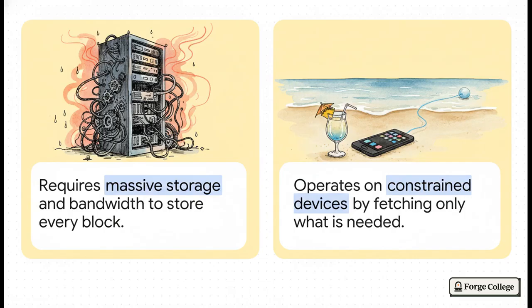Now contrast that with a light client. Think of a breezy, nimble mobile phone sitting on a beach sipping a piña colada. It operates on highly constrained devices with limited bandwidth and storage. It has absolutely zero intention of downloading the whole blockchain. It only wants to fetch what is strictly necessary to verify a specific transaction. The entire goal of this math is to let that mobile phone stay right there on the beach, fully trusting the network without ever doing the sweaty server's job.